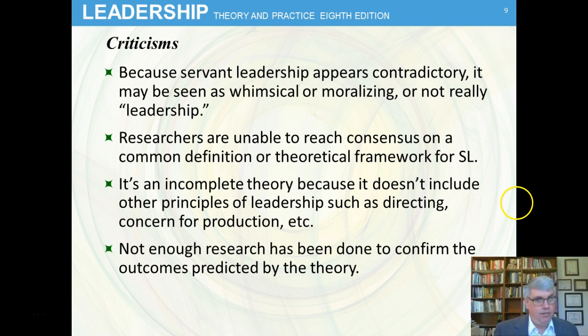Third criticism is an incomplete theory because it doesn't include other principles of leadership, such as directing, concern for production, things like that, things that are really important, but servant leadership doesn't have anything to say about a lot of aspects of leadership. And not enough research has been done to confirm the outcomes predicted by the theory, notably that organizations that have more servant leaders have better outcomes than organizations that don't have servant leaders. So more research is needed to find out how this actually plays out in leadership.